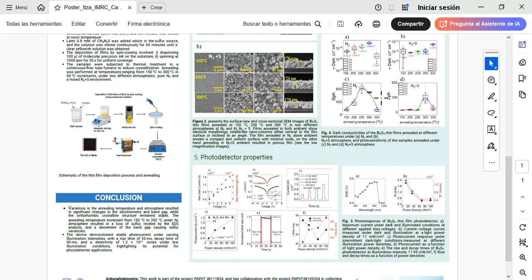Maximum photosensitivity of 828 was achieved for the bismuth sulfide sample annealed at 250 degrees Celsius in nitrogen atmosphere, highlighting its potential for photodetector applications.